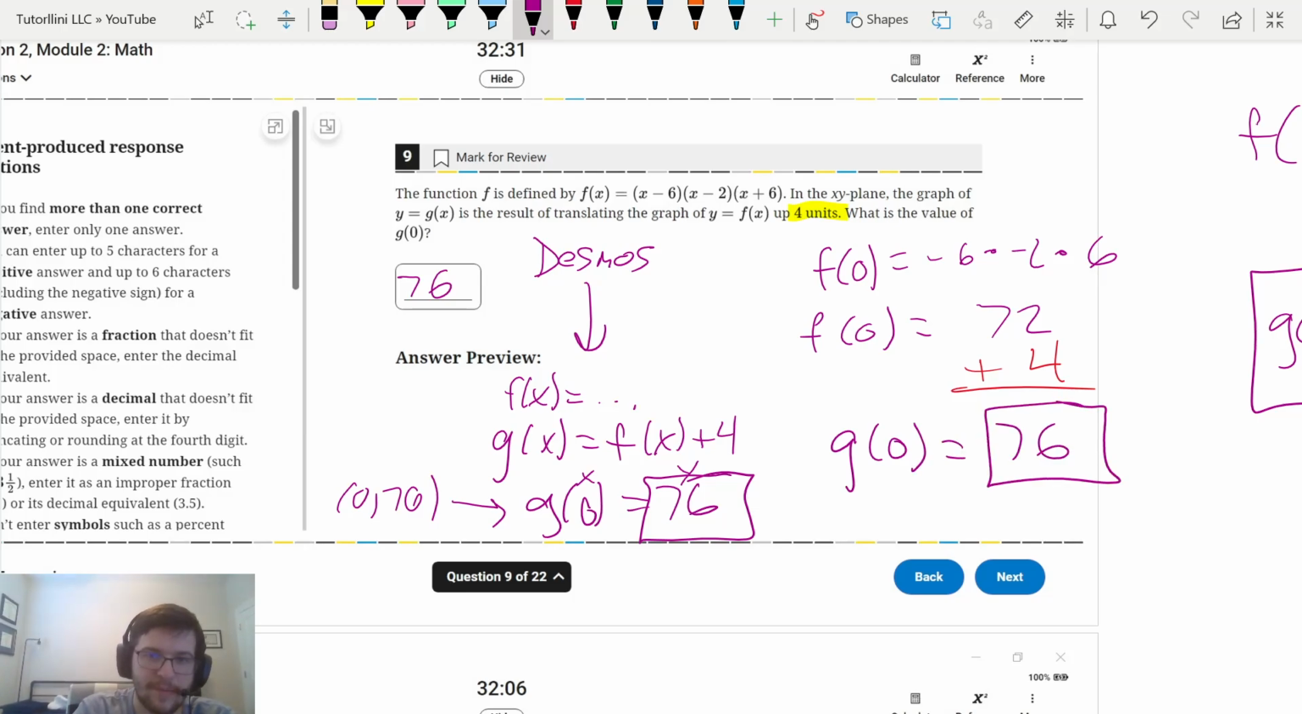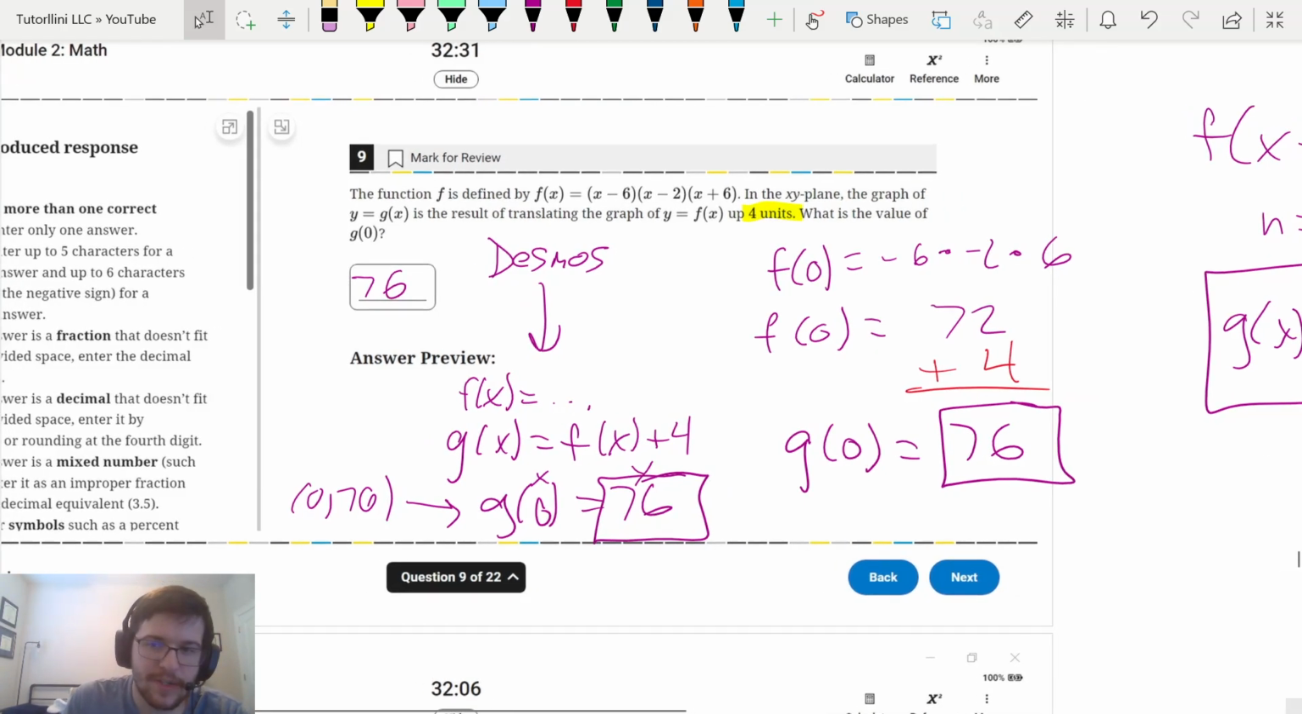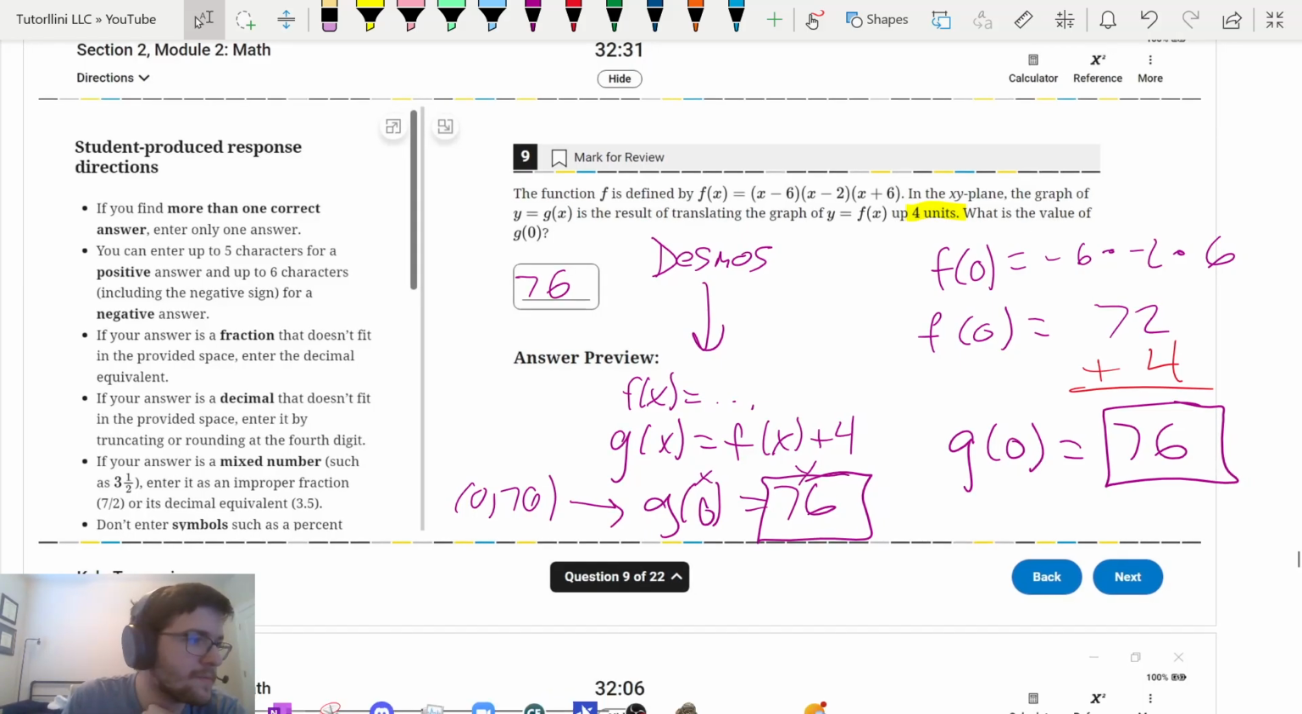Again, doing it by hand was probably just as easy, but I wanted to show you both ways just so that you know. Okay, great. So, all right, g of 0 is 76.